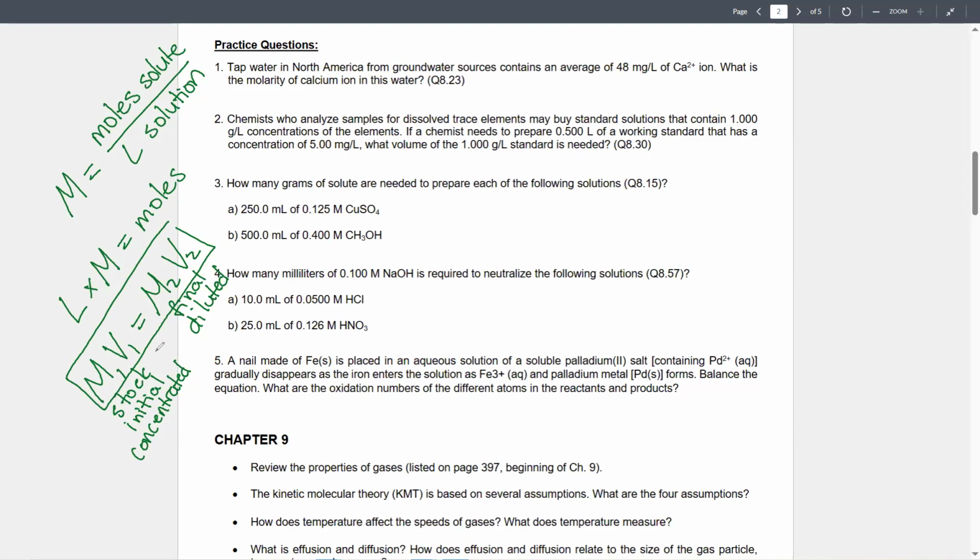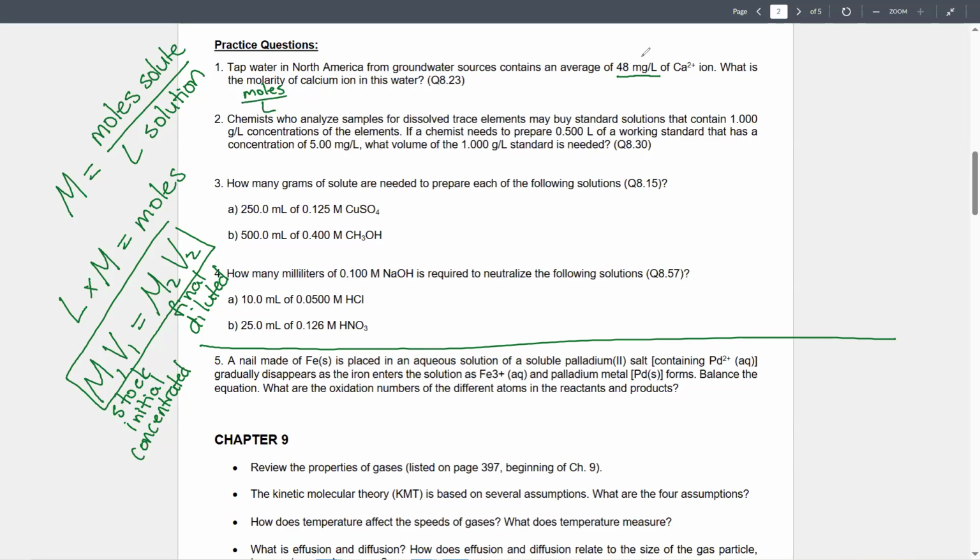If you're asked to find molarity, you just simply need to find the moles and divide it by the volume. So this is kind of everything we need for all the questions up to number 5. So let's do it. Tap water in North America is 48 milligram per liter. Okay, that's a concentration, right? What's the molarity? That means we need moles per liter.